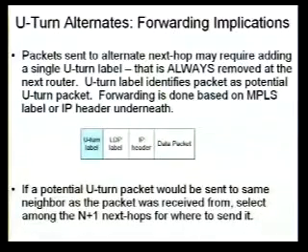Now, what do you have to do in order to support U-turn alternates as far as forwarding? Packets which are sent to an alternate next hop may require adding an optional U-turn label, which is removed at the next router. It identifies the packet as a U-turn packet, but you don't switch the packet based upon that. Instead, you pop off the U-turn label and do the forwarding based on the MPLS label or IP header underneath. And if a potential U-turn packet would be sent to the same neighbor as the packet was received from, then you select among the next hops for where to send it. And your selection is still among the same set of primary next hops plus one alternate.